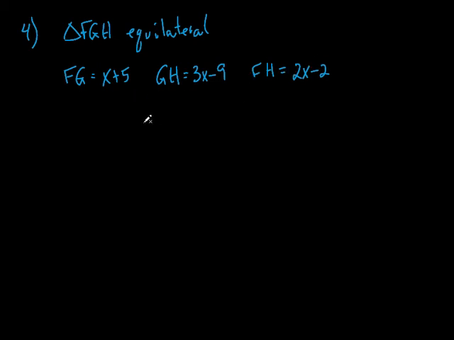Let's take the easiest ones. Let's take 2x minus 2 equals x plus 5. Yeah, that's probably the easiest one. Subtract x from both sides, add a 2 to both sides, x is 7. So that's one of your answers. But it also says find the value of each of the sides, correct? All right, so if x is 7, we can do this in our head. 7 plus 5 is 12.